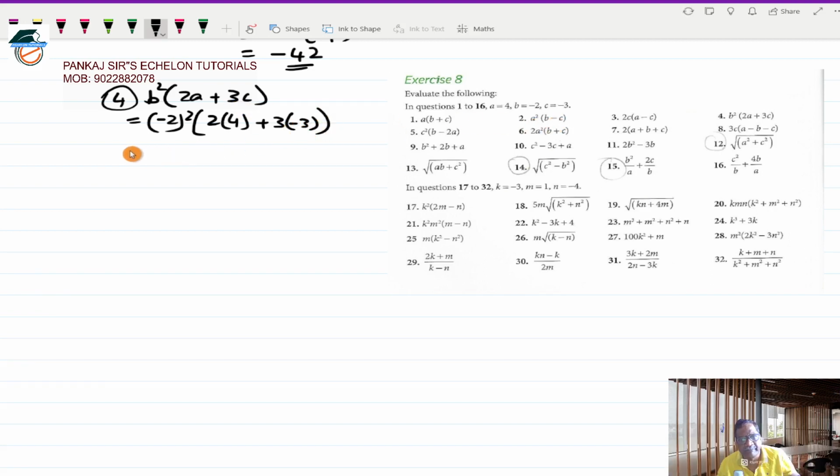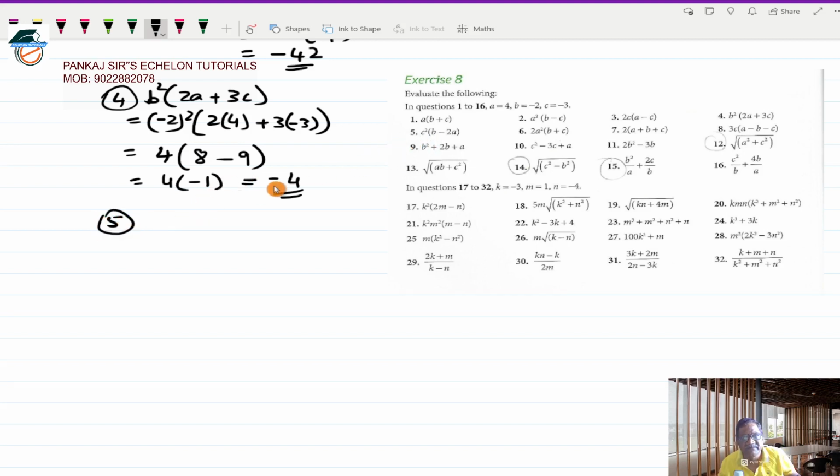Close the bracket. Now minus 2 whole square will be 4 because minus square is plus and 2 square is 4. So this bracket separately I have worked out. Now here I am going to open this smaller bracket. So 4 2s are 8 and this will become plus 3 into minus 3 will be minus 9. Next will be 4 times. Now 8 minus 9 is minus 1. So my ultimate answer will be 4 into minus 1, that is minus 4. Fine. That was the fourth one.